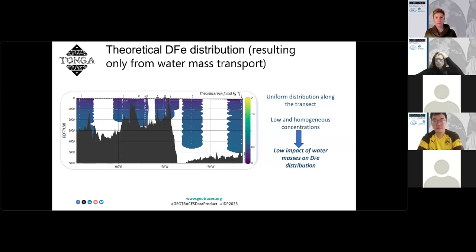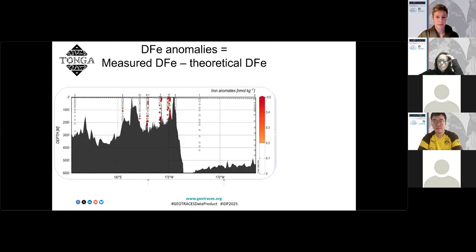So these are the theoretical dissolved iron distribution resulting only from water mass transport, derived from the optimum multiparameter analysis, and you see they are very low and homogeneous across the transect. They are representative of classical oceanic profiles for each station, with low concentrations in surface, slightly increasing at depth. And this indicated a low impact of water mass on the dissolved iron distribution.